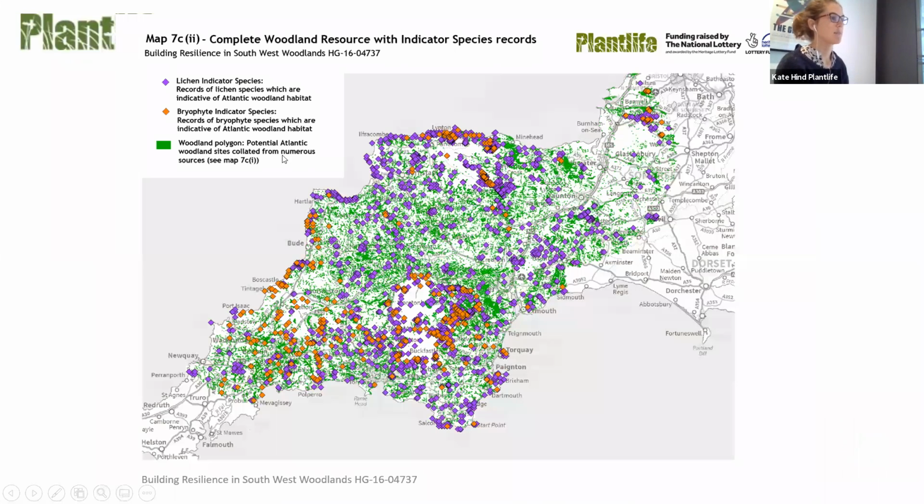We also have this map as well, which shows lichen indicator species. And these are species that indicate that it's temperate rainforest because they only grow where the conditions are correct. And also the bryophytes, so these are the mosses and liverworts as well. And they are clustered around where the important plant areas are, which is what we expected to see. But there are also some in other areas. So again, it's helped us think where could be some temperate rainforest and where we could spend some of our resources having a look.